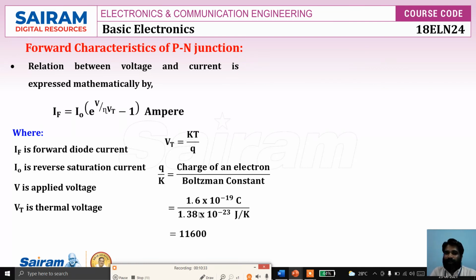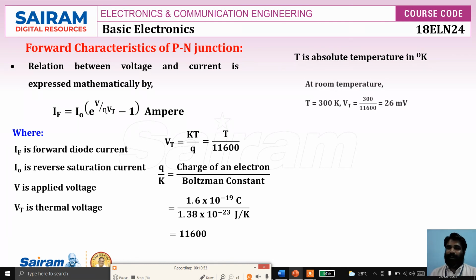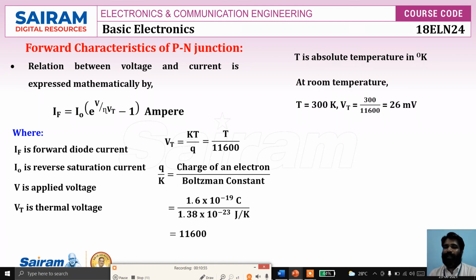As you solve this value, you will get 11,600. This is the Q by K value. So K by Q value becomes 1 divided by 11,600. So Vt is equal to T by 11,600. As I said, T is the absolute temperature in degrees Kelvin. At room temperature, that is 27 degrees Celsius, it is 273 plus temperature in Celsius. So 273 plus 27 is 300 Kelvin. If we substitute the T value, Vt becomes 26 millivolts.